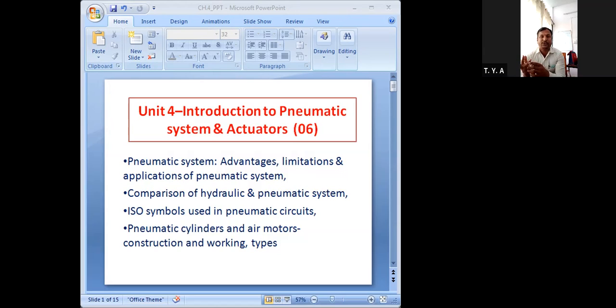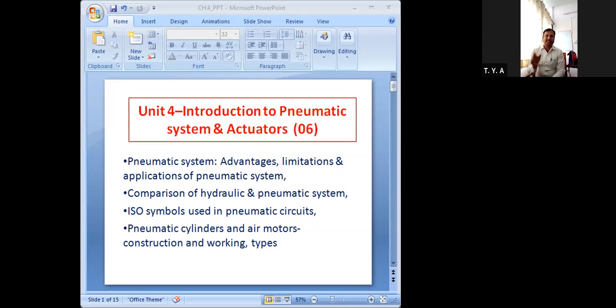In that we have seen the actuator also, and the remaining components of the basic elements of the hydraulic system we discussed in unit number 2. In the third unit we discussed hydraulic circuits and some hydraulic circuits used in industrial applications. So far we have discussed the hydraulic systems. Now we shall shift our focus to the other branch of fluid power, that is called pneumatics.